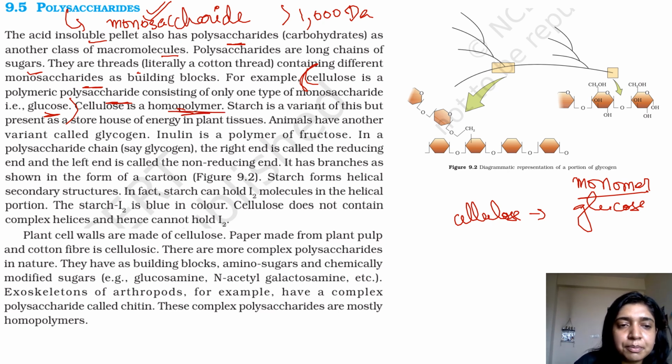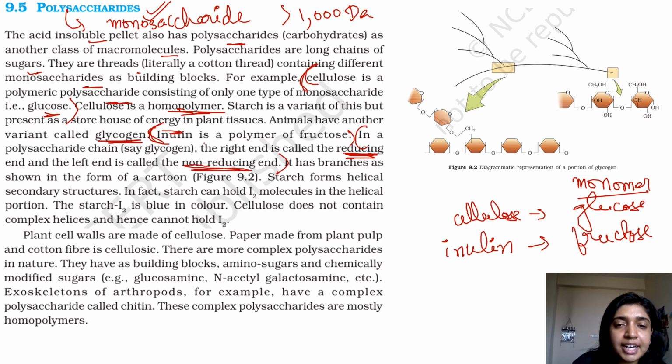Starch is a variant of this, but it is present as a store of energy in plant tissue. Animals have another variant called glycogen. Now this is important. Inulin is a polymer of fructose. When we're talking about inulin, not insulin, inulin, it is a polymer of fructose. In a polysaccharide chain, say glycogen, the right end is called the reducing end and the left end is called the non-reducing end. Reducing and non-reducing are important parts again. It has branches as shown in the form of cartoon over here.